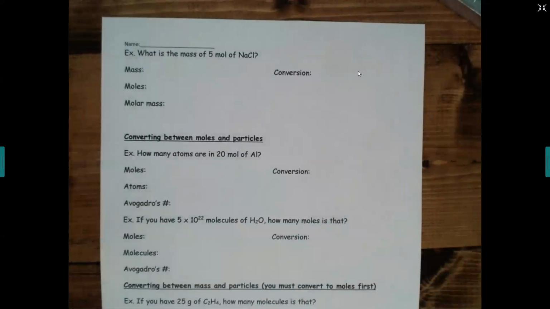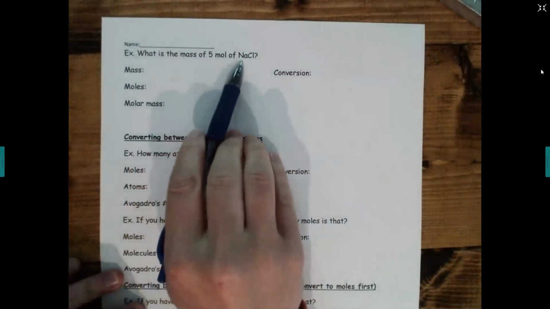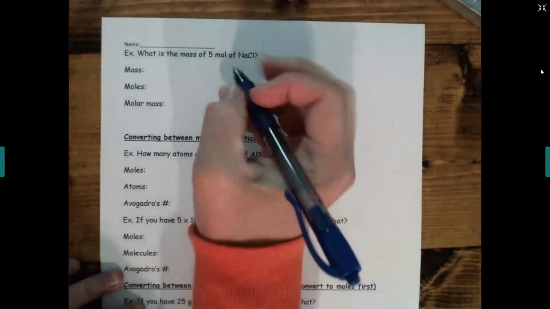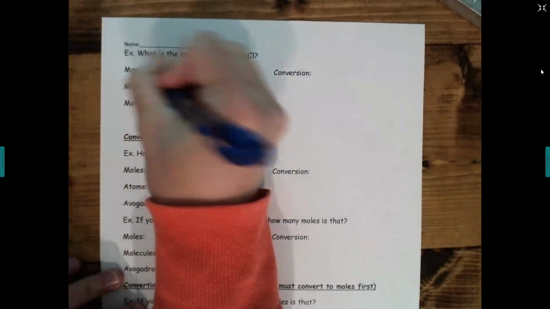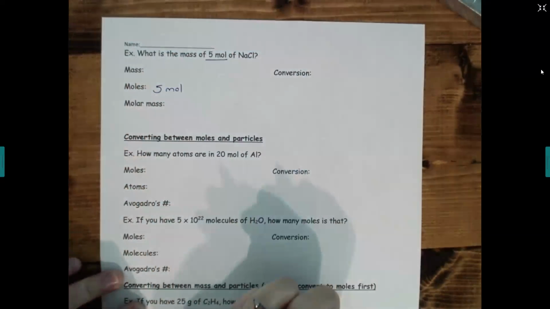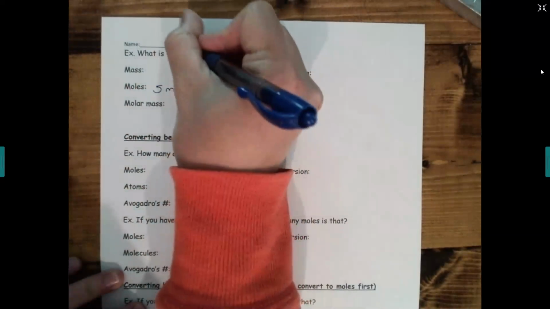All right. The next problem, if you turn to the back of your sheet, now we're going to be converting moles to grams. So it says, what is the mass of 5 moles of sodium chloride? So what do we know? We know we have 5 moles. I'm going to write that next to moles. What do we not know? In other words, what are we trying to find? The mass. So we don't know the mass.